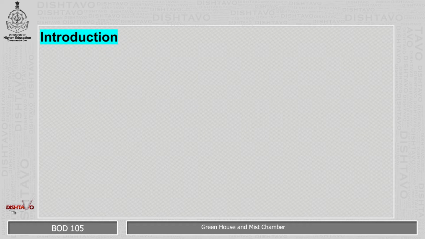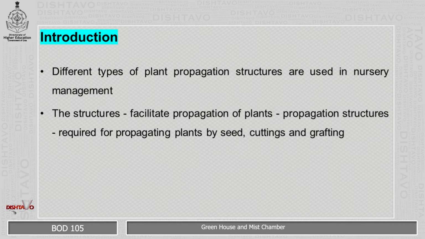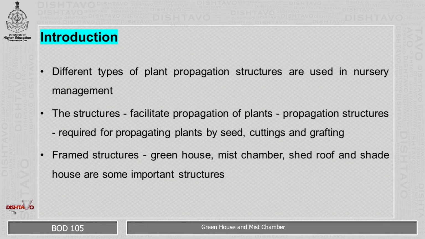Coming to the introduction, different types of plant propagation structures are used in nursery management. The structures which facilitate propagation of plants are called propagation structures and they are required for propagating plants by seeds, cuttings and graftings. Frame structures such as greenhouse, mesh chamber, shade roof and shade house are some of the important structures which can be used.